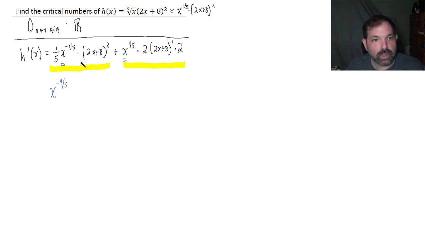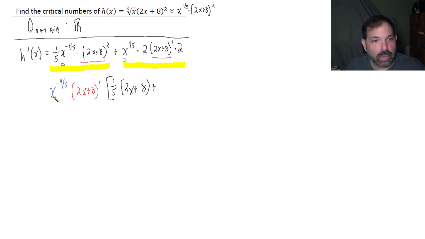I see 2x plus 8 is a common factor. I will factor out again the lesser exponent, 2x plus 8 to the first power. I'm writing the 1 on purpose there. Okay, so then what's left over? From the first term, I have a factor of 1/5. And I factored out the x to the negative 4/5, and I factored out a (2x plus 8) to the first, so I need a factor of 2x plus 8. Plus. All right, now let's see.